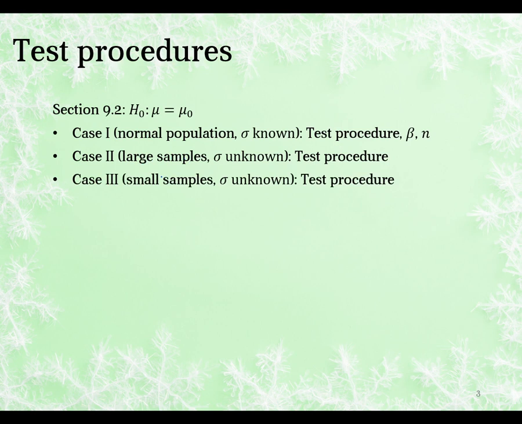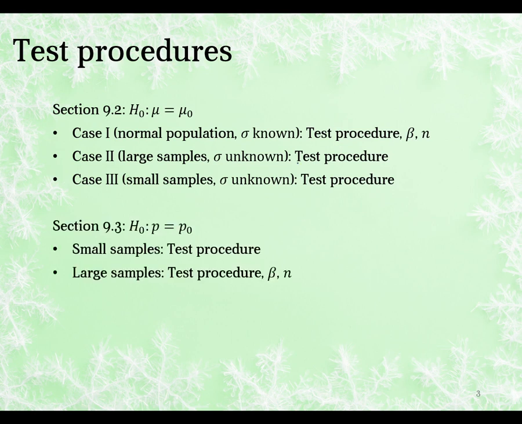Now the third case is going to be if we have small samples and sigma is unknown, and we'll go through the test procedure there. So for this first case, we'll also consider the link between alpha, beta, and sample size, and how to do calculations for beta. So that will be in the next video that we look at. This video we'll just go through the test procedure.